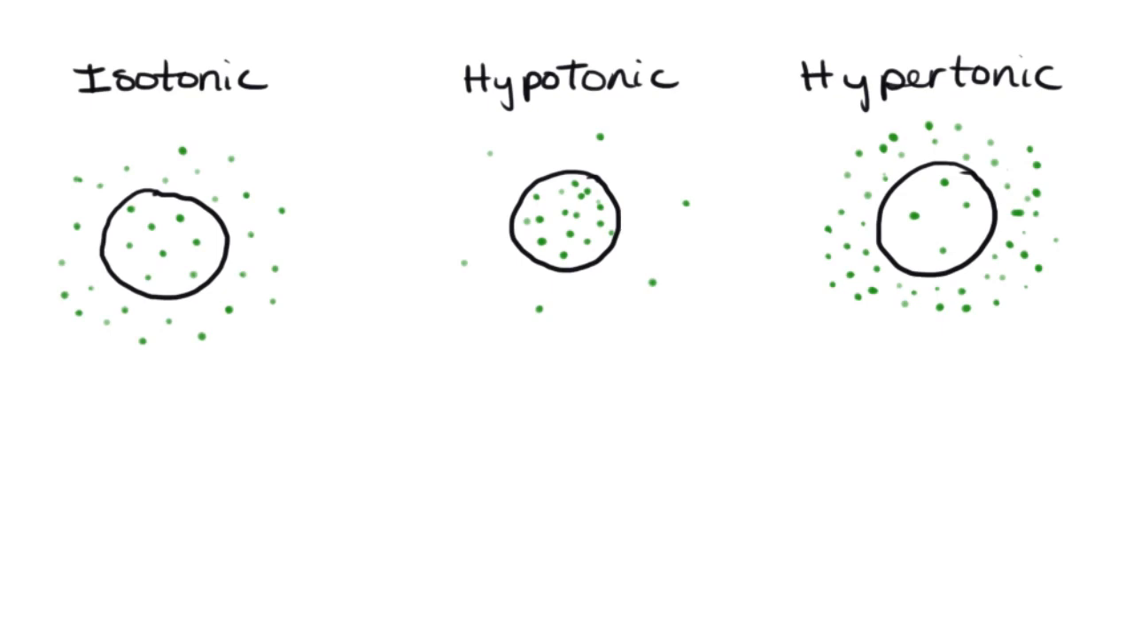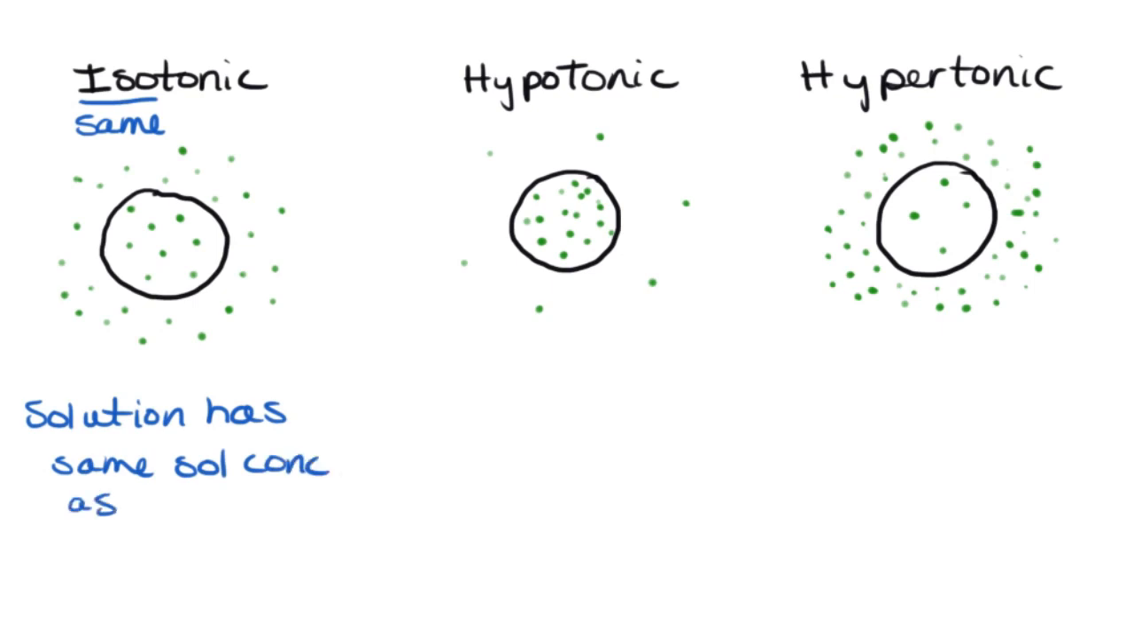If we look at the prefixes, the prefix iso means same. So what we're saying here is that the solution has the same solute concentration as the cell. If that happens to be the case, then if we have the same solute concentration in both compartments, the solution and also the cell, we would expect to have the same free water concentration in both compartments. So that is not going to affect the direction of water movement very much.